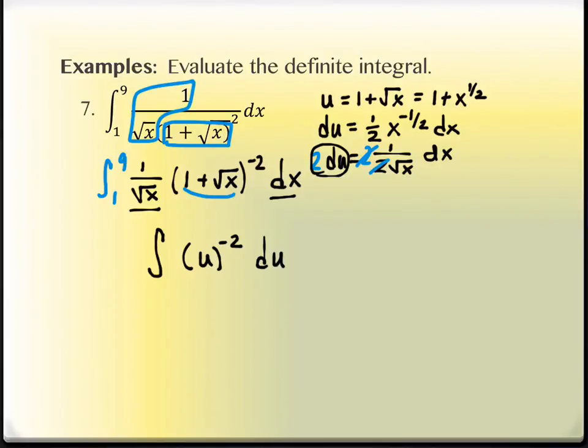Okay, this is important. Does everybody see where all the pieces went? All of this was over here, so it was replaced by 2 du. Oh, I left my 2 off. I haven't got my 2 in there yet. How about a 2 in the front?